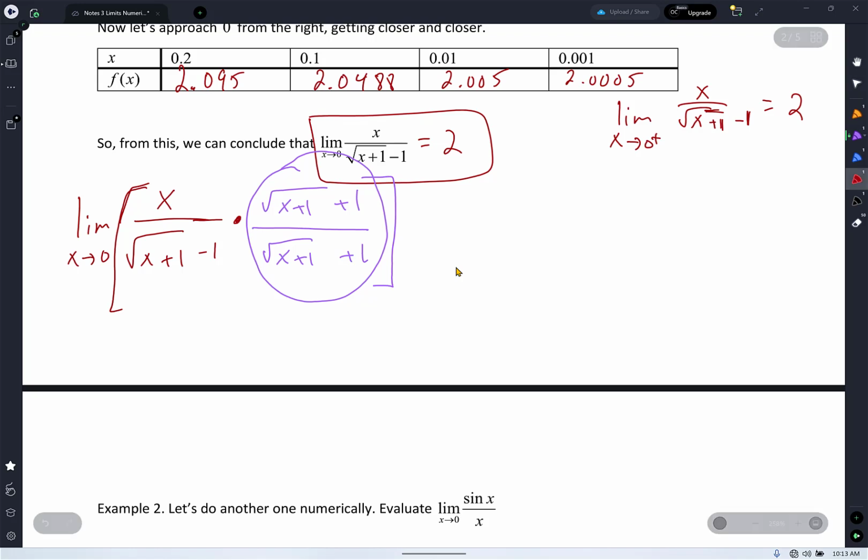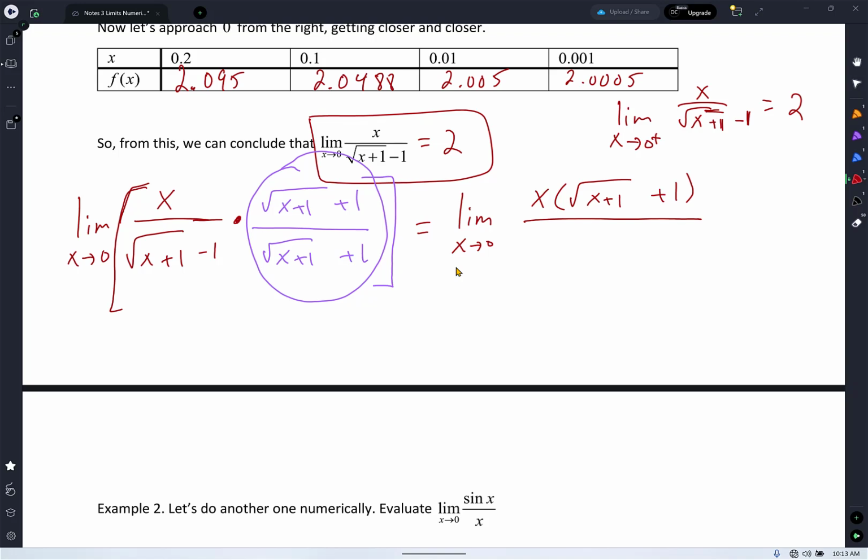When I do this, I'm going to write equals limit as x approaches 0. The numerator stays the same, so leave it like this. x times the square root of x plus 1, over. But the denominator, this is like the difference of squares. So square root times square root, the square root goes away, x plus 1. Negative 1 times the positive 1, minus 1. Look what zeroes out first. The 1s zero out. Now that I've zeroed out the 1s, what can I cancel out? The x. Now I can cancel out the x.